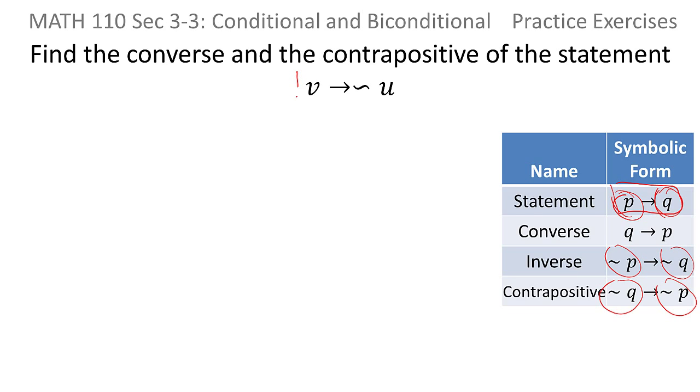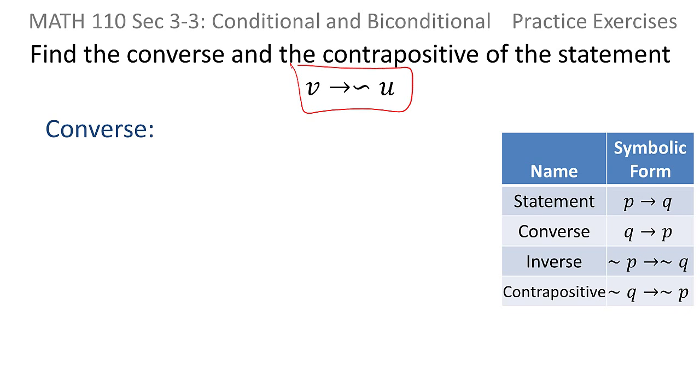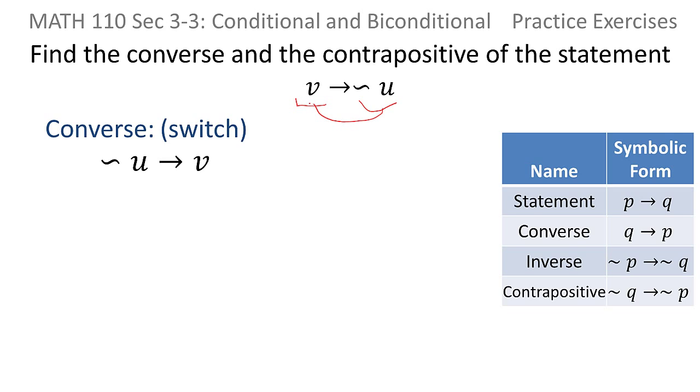So going back to what we were asked to do, let's start off with the converse. The converse of this original statement is obtained by switching the P with the Q, or in this case, it just simply means switch the left and right hand sides. So the converse is simply not U implies V. It's just a switch.